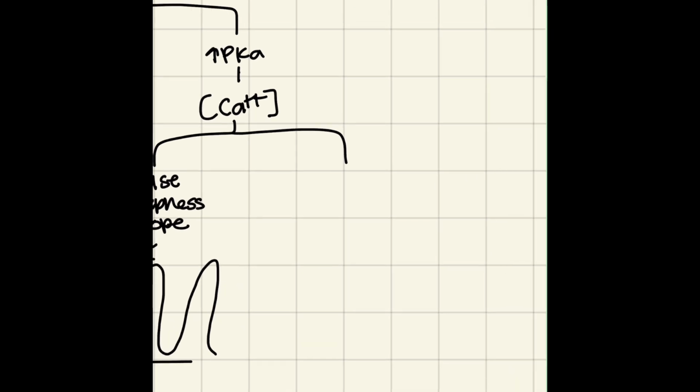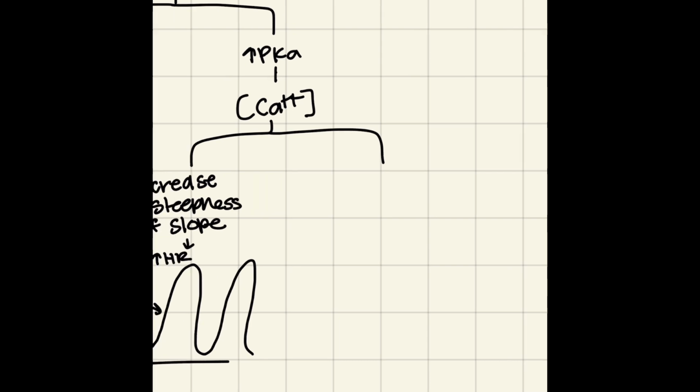And then the last one is calcium influx can make threshold more negative.